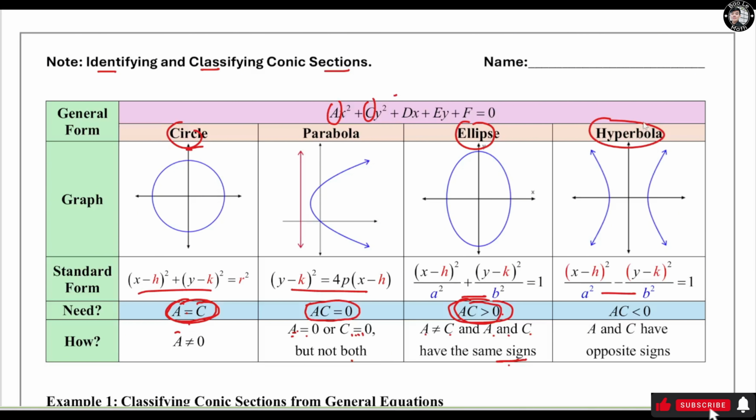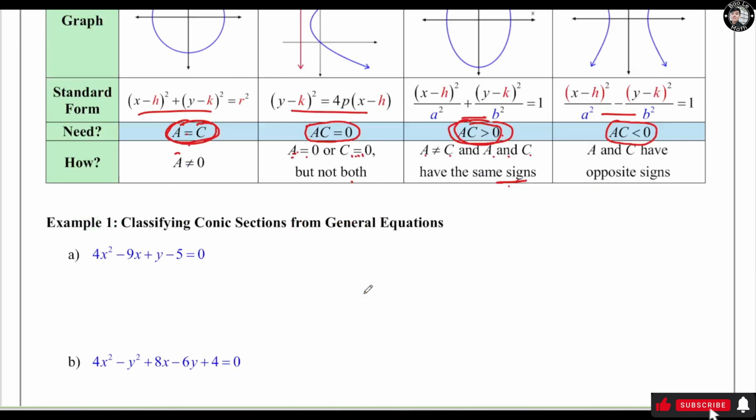Now, the last one, hyperbola. The product of A and C must be less than 0. In this situation, A and C have opposite signs. Now, we're going to use this to identify the following conic sections from the general form. Question A. For x squared minus 9x plus y minus 5 equals 0, we need to identify A.